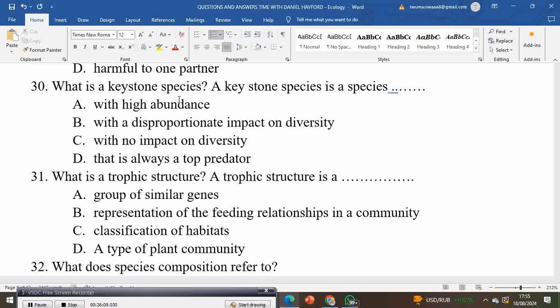Now, question number 30. What is a keystone species? The A is saying that a keystone species is a species... Okay, so what is the continuation? How do you complete that sentence?